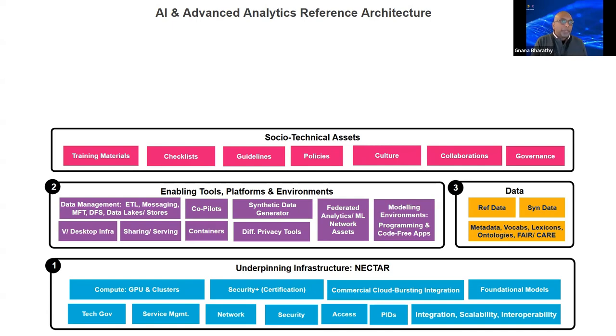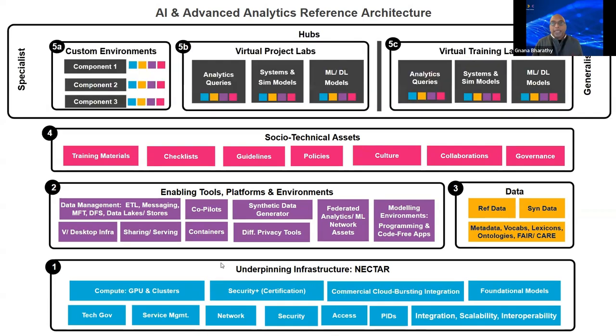Sitting on top or aiding all this are the socio-technical assets. What we call socio-technical assets are the softer side of the infrastructure. That includes training materials, guidelines, checklists, policies, culture, even the provisions for collaboration and governance. And they all come together in these virtual labs. The virtual labs can be for a generalist, for training, for projects, and they could also be for very specialist circumstances, to be custom environments. But what is interesting is everything has to rise up and be made available in some form or other through these virtual labs.